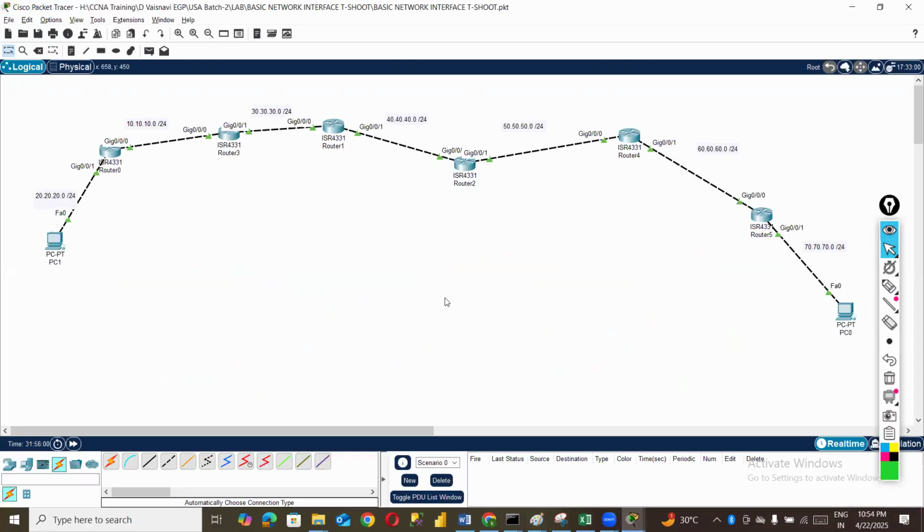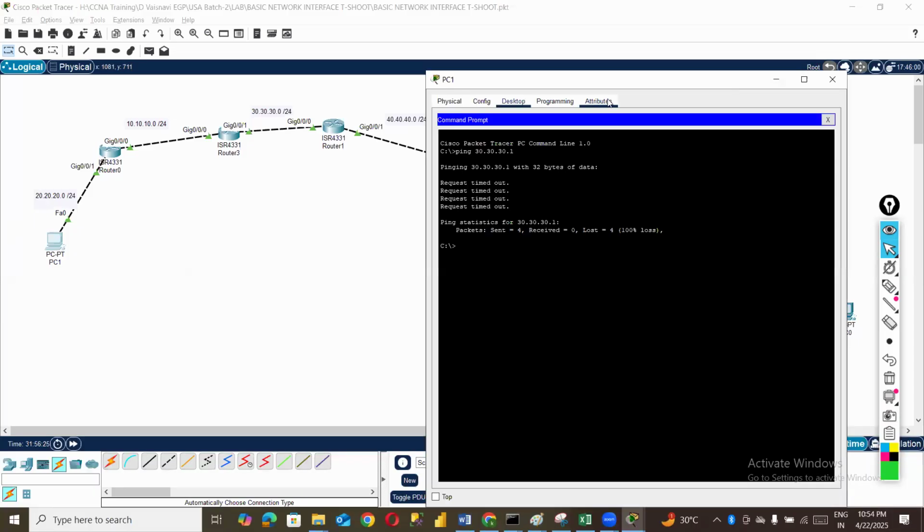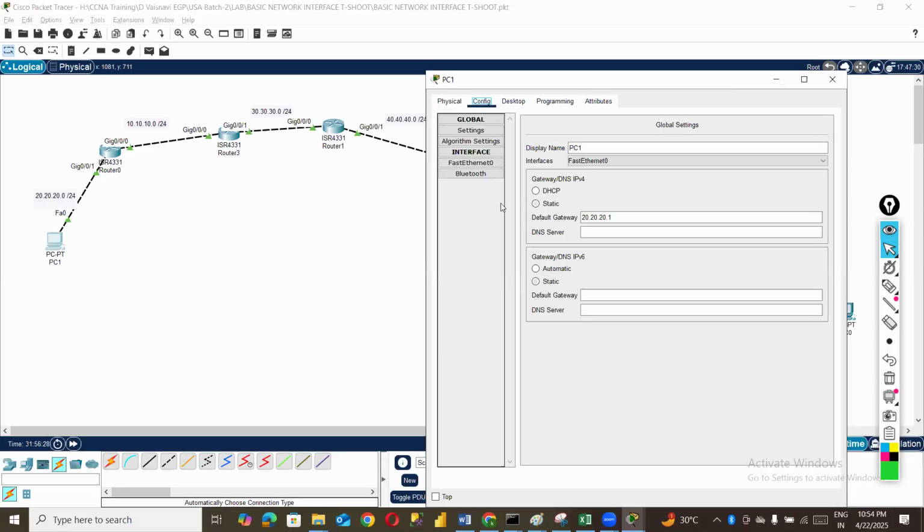Yesterday we worked on this, right? Yesterday after the class, I gave the networks for all these. So I used the 20.20.20 network and the 10 network, 30, 40, 50, and 60, 70. Okay, fine. So now we'll see whether the IP is assigned to the PC or not. We gave the IP here, and the default gateway we gave here.